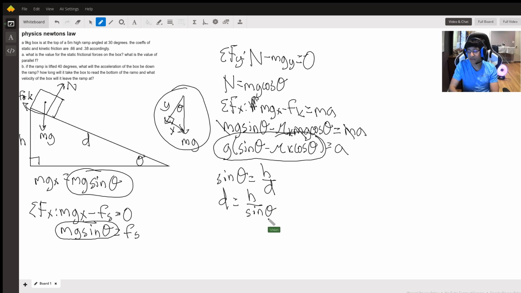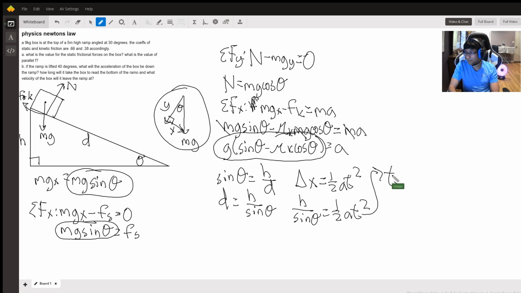Now that we have the distance down the ramp, we can use a kinematic equation. Delta x equals, and we don't have any initial x, we're setting that as 0. We don't have any initial velocity, so all that's left is 1/2 at squared. In this case, our delta x is d, so h over sine theta equals 1/2 at squared. We already know a, we solved for it, so then we just have to solve for our t.